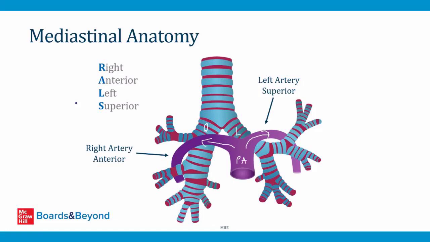And so this is just another sort of factoid about the anatomy in the chest that sometimes comes up on the step 1 exam. And the easy mnemonic to remember this is RALS, right anterior, left superior. This describes the relationship between the major branches of the pulmonary artery and the main pulmonary bronchi.